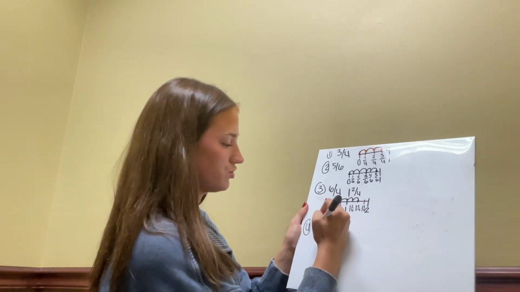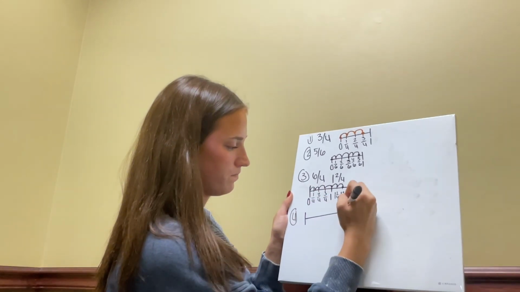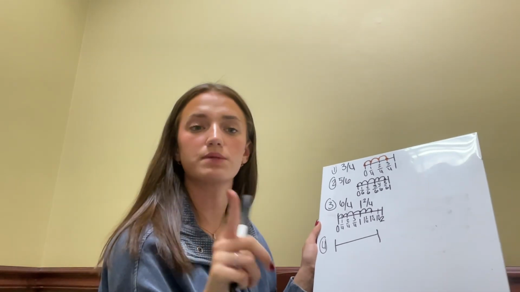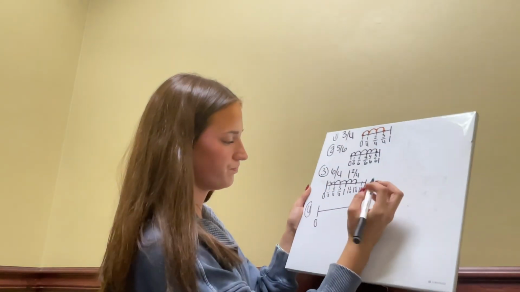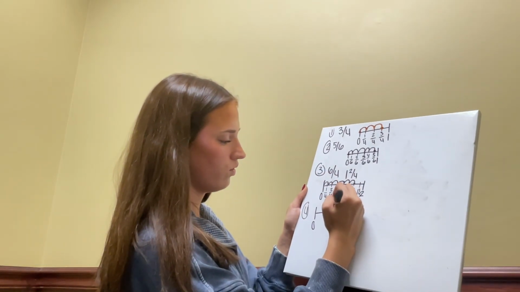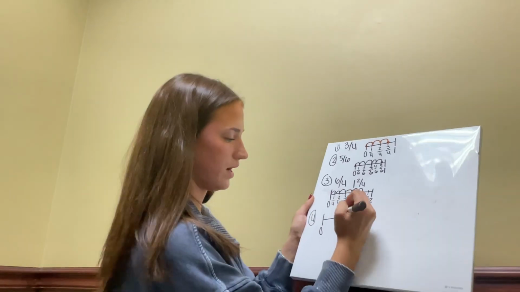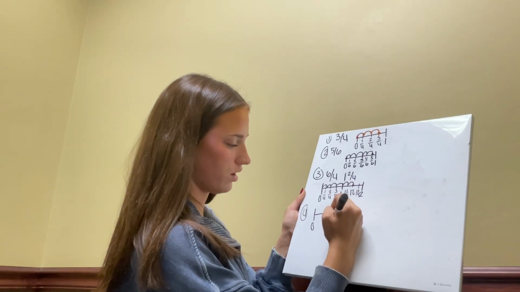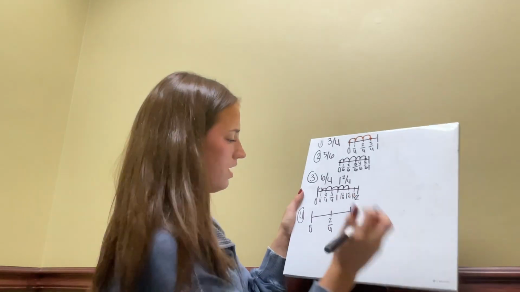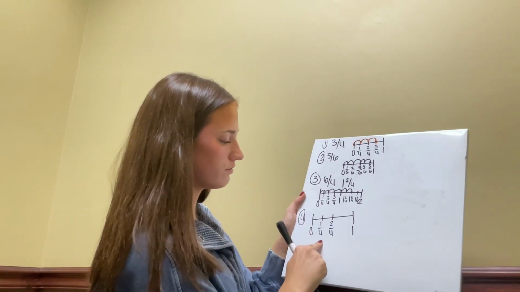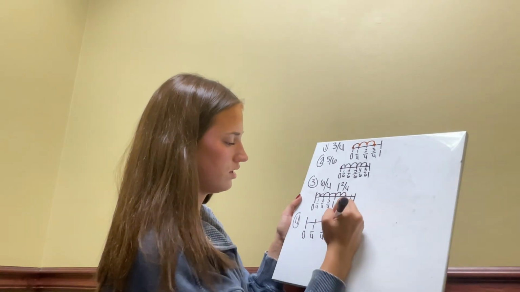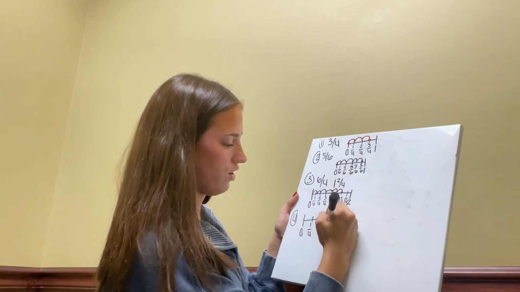So we know that we're going to draw our number line. And we're breaking it into 4 equal parts because it says 4 equal parts. So 0 to 1. And then half of 4 is 2. So we have 2/4 as our halfway mark. And then we'll have the 1/4. So 1/4, 2/4, and then 3/4.